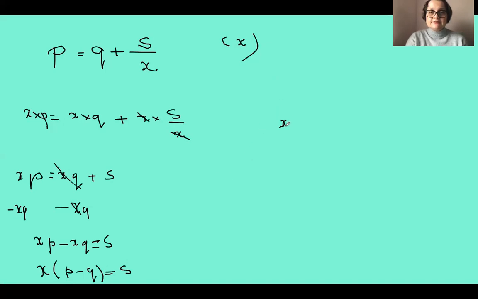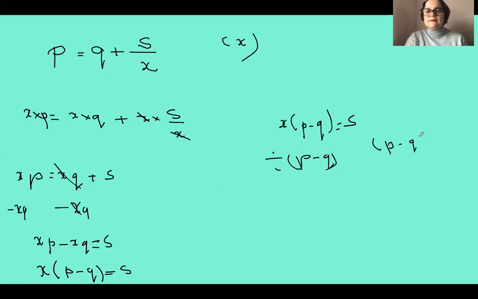So we have x times p minus q equals s. So divide by p minus q both sides. Divide by p minus q. And then this side, divide by p minus q. Right. So I simplify the bracket, and I'm going to have x equals s over p minus q. And this is the final answer.